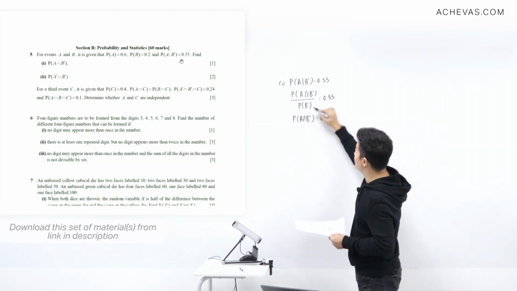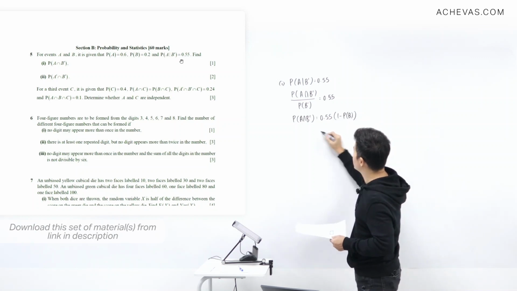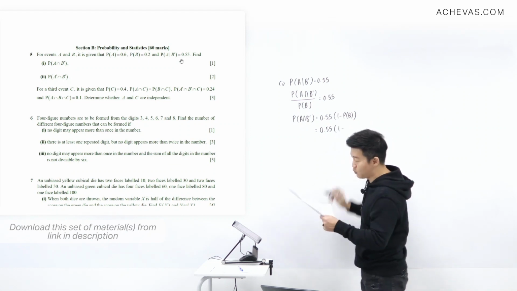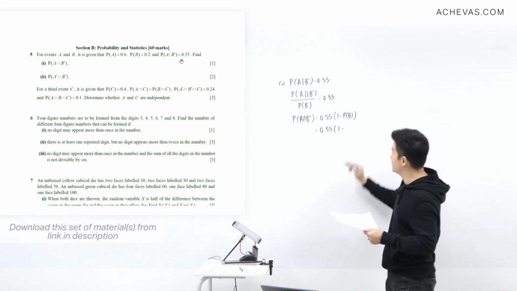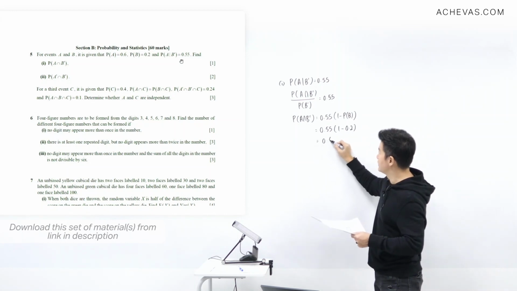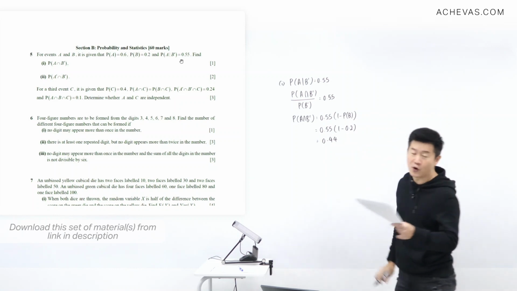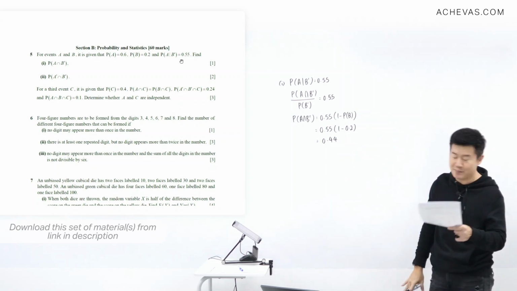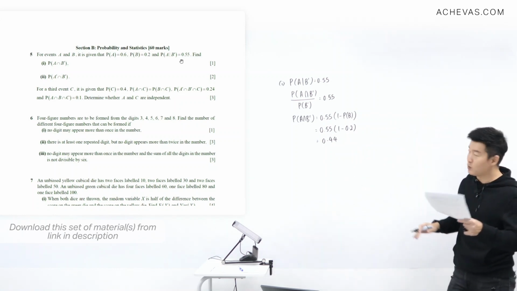And probability of B prime is 1 minus probability of B. So it is going to be 0.55 multiplied by 1 minus probability of B, which is given to us as 0.2. So my answer here is 0.44. This is part 1. It's a super easy part. It is going to be carrying just 1 mark.